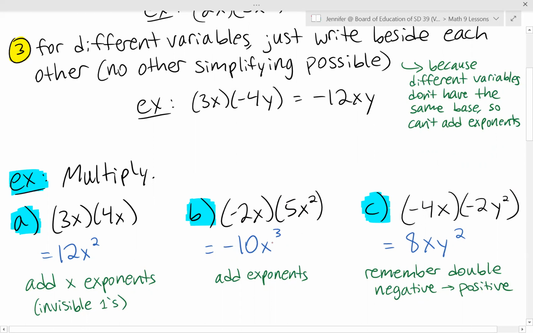And this last example, multiply our coefficients together. Remember this negative times this negative gives us overall a positive value. And then when we look at the variables, we see we have x and y squared. They're not the same letter, so there's not much simplification we can do. We just write them all lined up together to represent multiplication. So x times y squared.